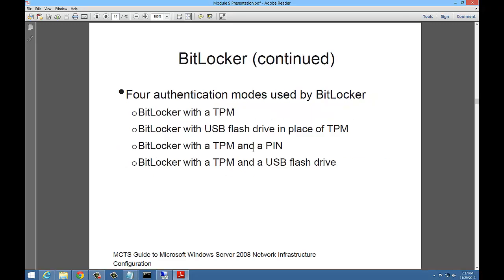Four authentication modes are used by BitLocker. You've got BitLocker with a TPM, that's a Trusted Platform Module. This is a special hardened chip on most laptops and desktops and servers nowadays. So if the hard drive ever gets separated from the module that's built into the motherboard, then the hard drive becomes unusable. BitLocker with USB flash drives in place of the TPM, so the USB flash drive does the work that the TPM would have done. It's not as fast, but it is also a way to add security to BitLocker.